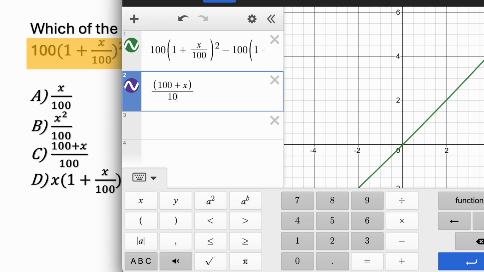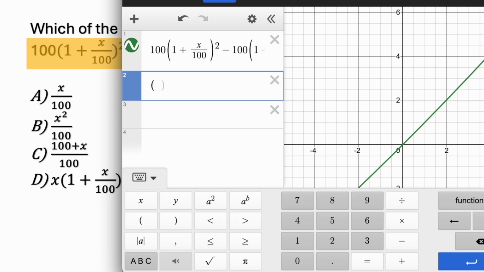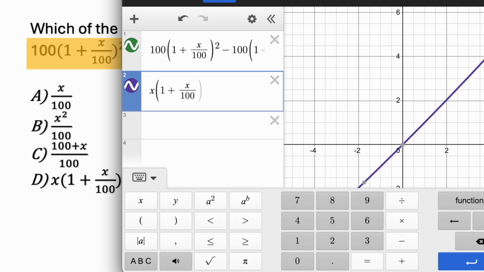Now let me write down our fourth answer choice, which is x times (1 plus x over 100). There you go. You got the same exact matching graph. They're on top of each other, giving an infinite number of solutions. So the expression equivalent to the given expression is answer choice D, which is x times (1 plus x over 100).